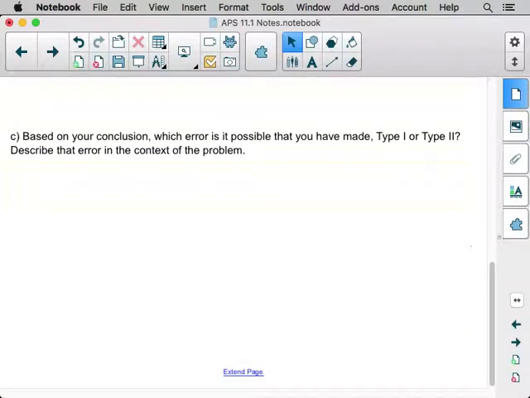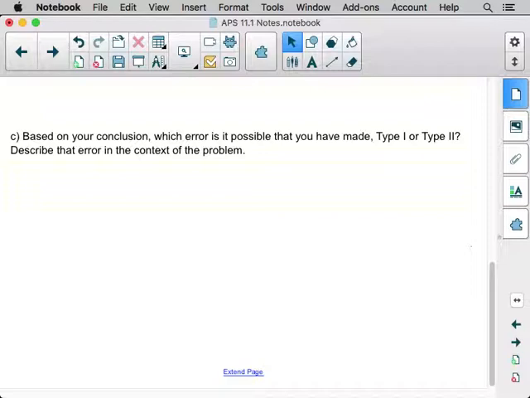All right. And of course, errors, if we're testing, aren't errors still a thing in this chapter too now? So based on your conclusion, which error was it possible to have made? Type 1 or type 2? Type 1, because we rejected the null. And if rejecting was wrong, that would be type 1, wouldn't it? In context, what would that mean for us in this case?